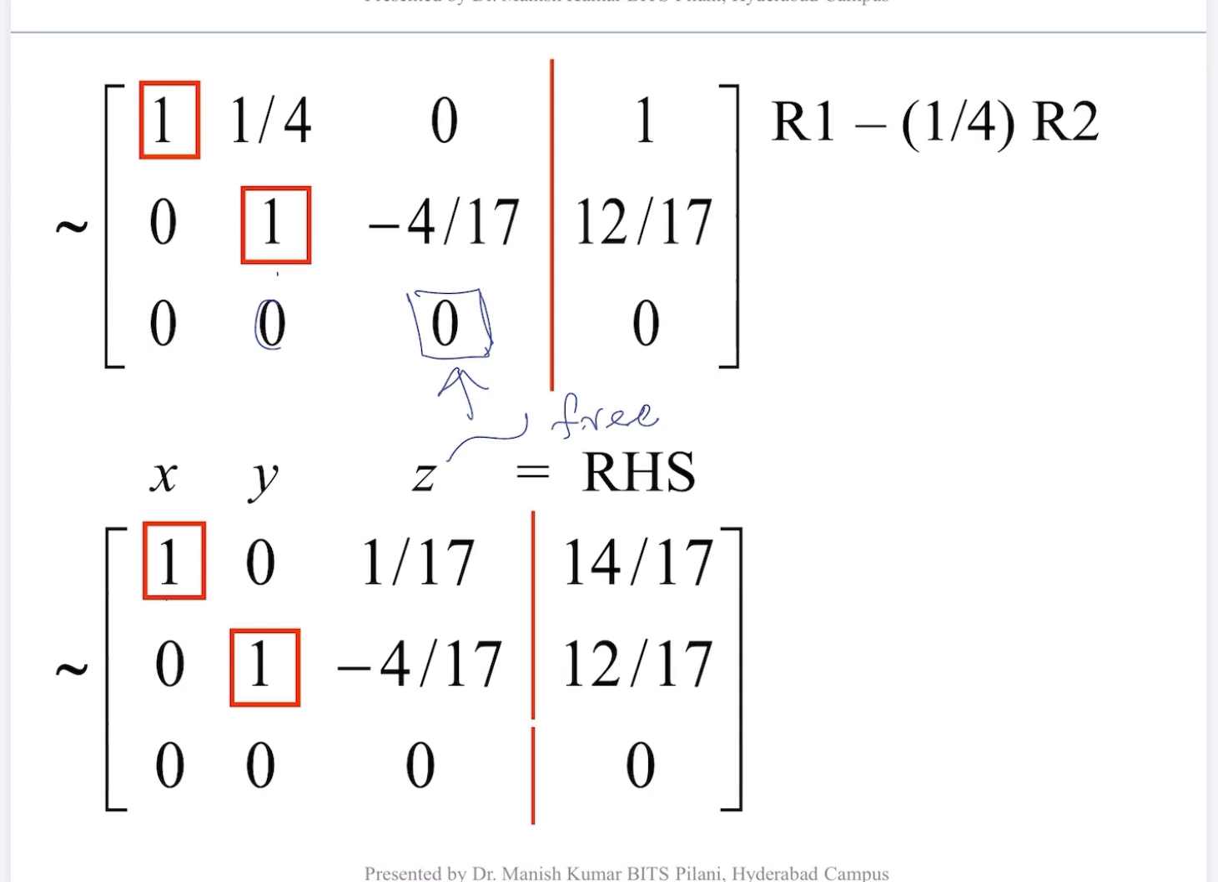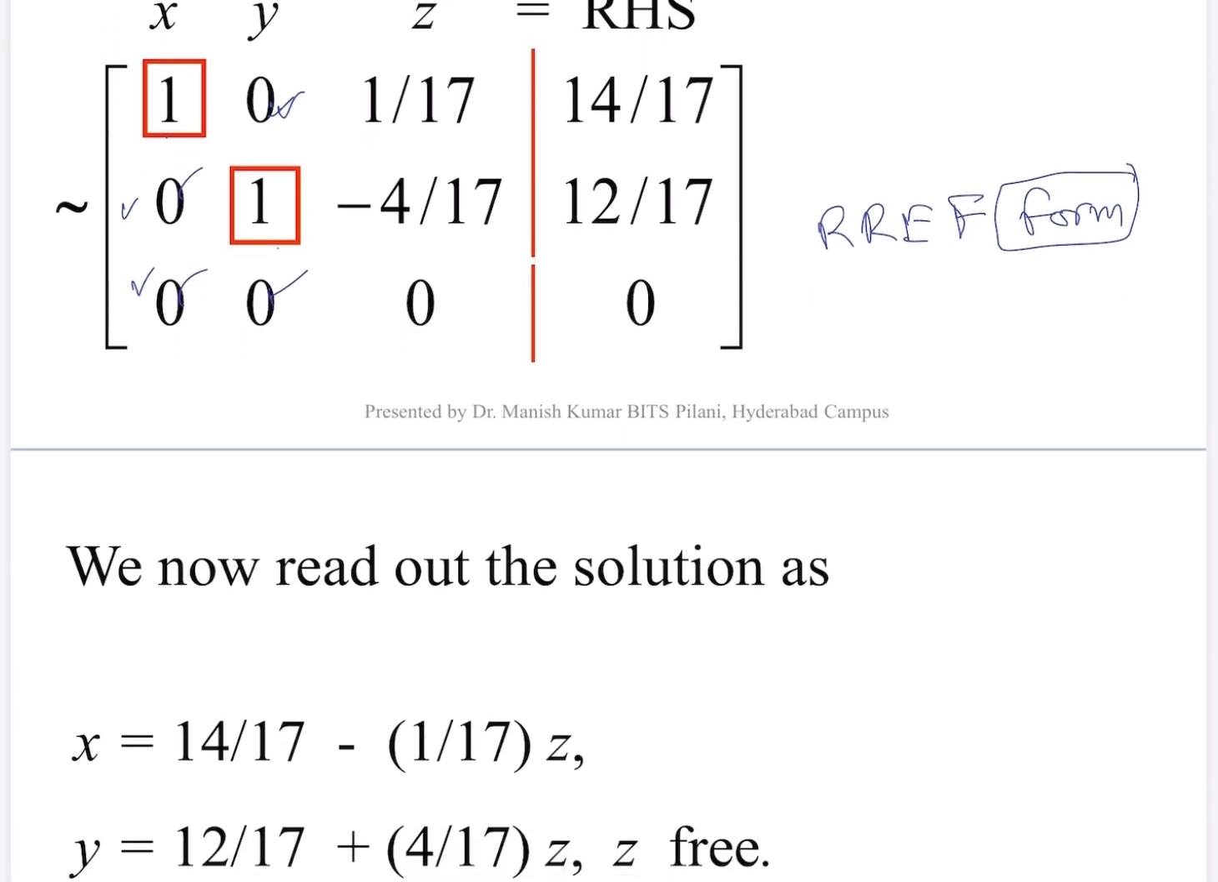So below the pivot all entries are 0, and above the pivot this entry is not yet 0. So we have to make it 0 using a suitable elementary operation: 1 by 4 times R2 subtracted from R1. So now above the pivot all entries are 0 and below the pivot all entries are 0. So now this is the RREF, reduced row echelon form, right? So now we are going to write the solution.